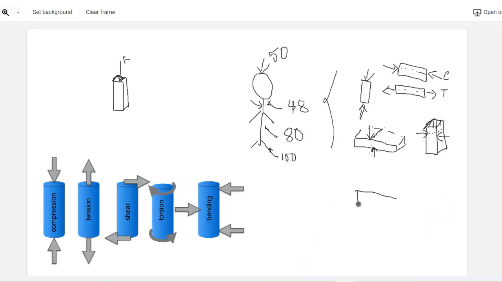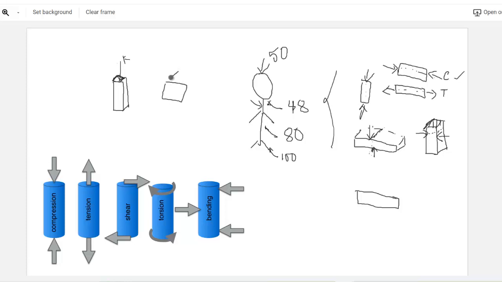Sir, in the compression force, here also the force is parallel, so it is also shear force? Here, the forces are also parallel, sir. Okay, this is a good point you asked, but you should think about the cross section. Which cross section are you considering? Have a look at this one.